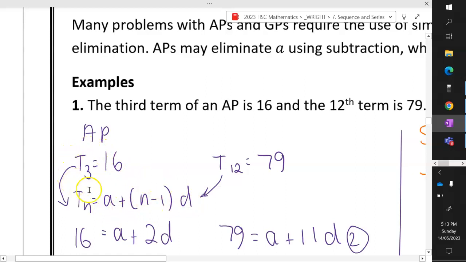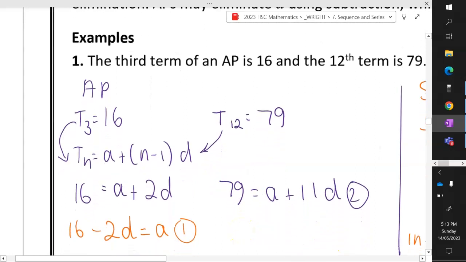We know from this first one here that term 3 is 16. So 16 equals A plus (3 minus 1), which is 2, times D. So we don't know A and D. We're going to find them out. Using our term 12 is 79, we can pop 79 in our term N part. And this equals A plus (N minus 1), or 12 minus 1, which is 11, D. So we have two equations.